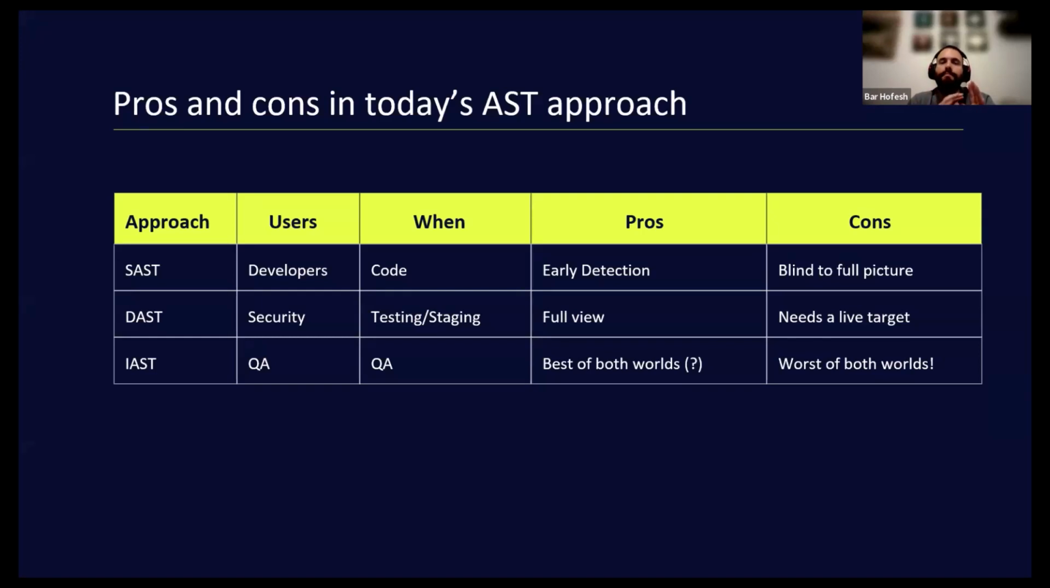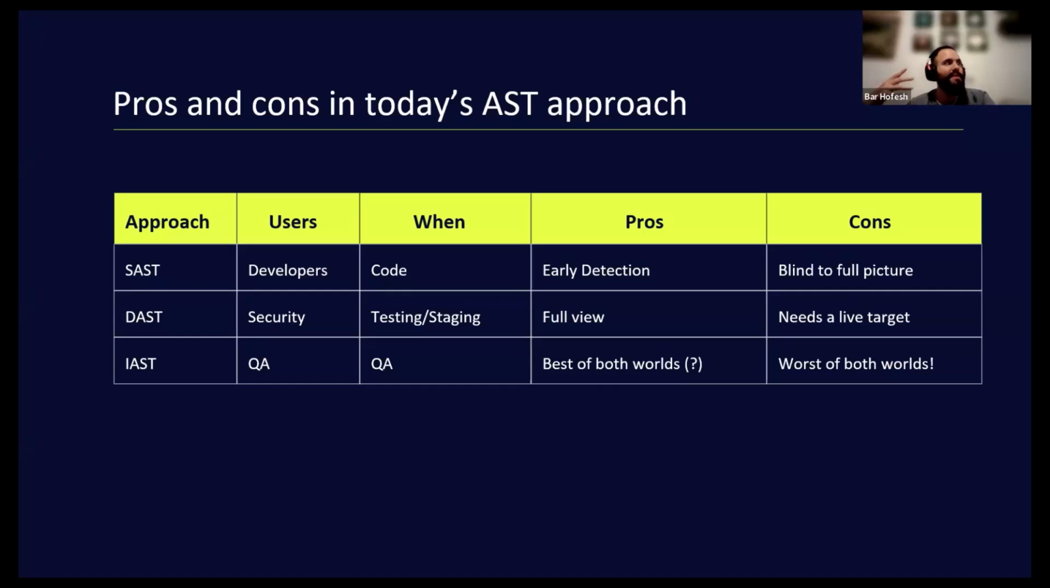IAST is aimed mainly at QA, or the QA phase. Why? Because IAST works by running introspection. Basically, it runs together with your live running application, and it does tracing of which requests or which operations or which functions in your application are being run.